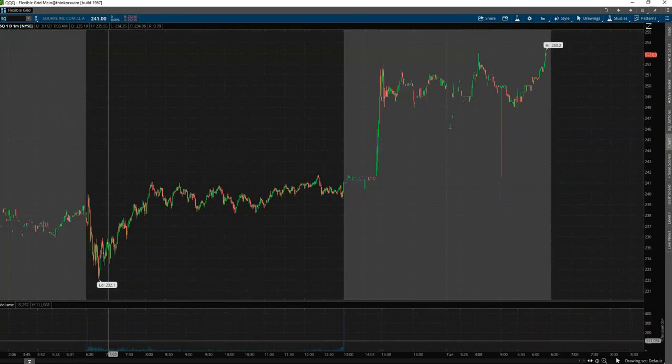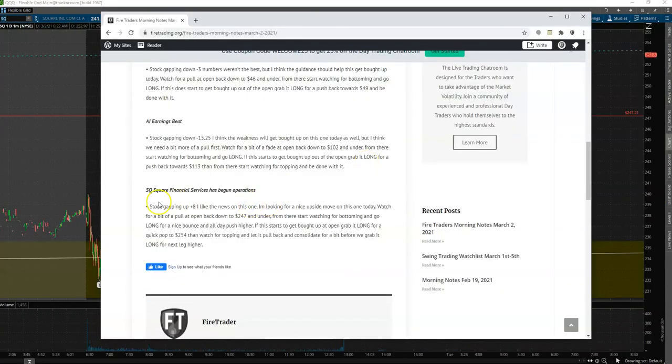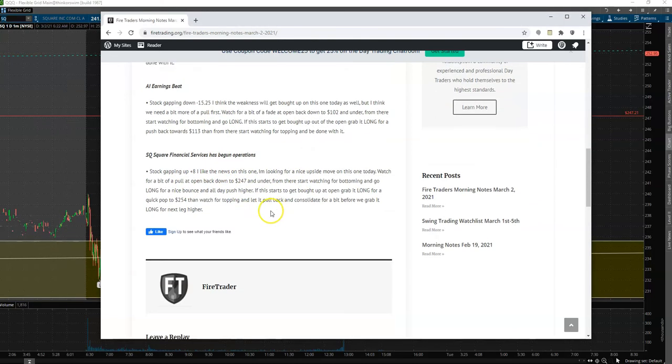And last one is Square. So Square, they've started some financial services operations in Utah. So they're doing business loans and whatnot. So with this one, what I'd like to see is a pull down here, 242.50 or 247.